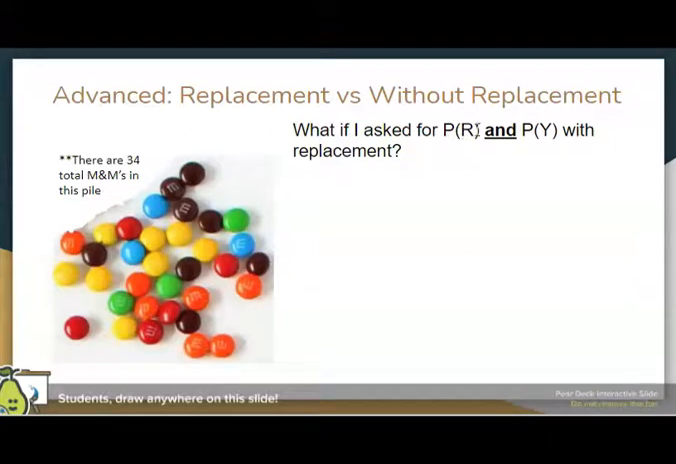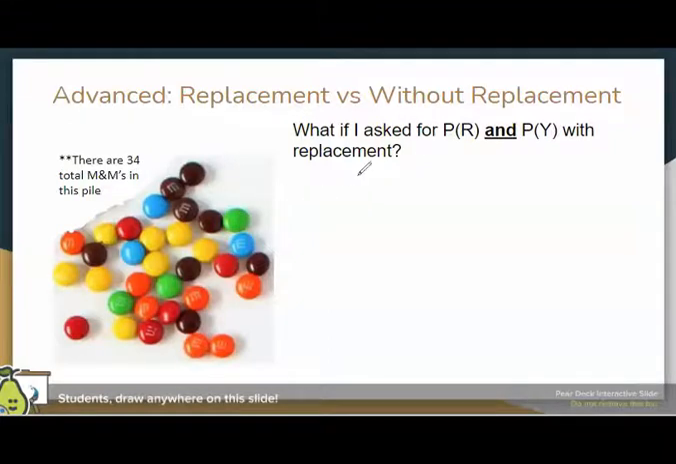We want the probability of red and yellow. So we've already done this. We're going to do this slide. This is just and probability. Okay, so we want the probability of, if you have these 34 M&Ms and you just pull out of a cup, you pull 2 of them, what's the probability of pulling a red and pulling a yellow? So we're going to start by, you pull the first one, and then you replace it, and then you pull the second one. This is called with replacement.